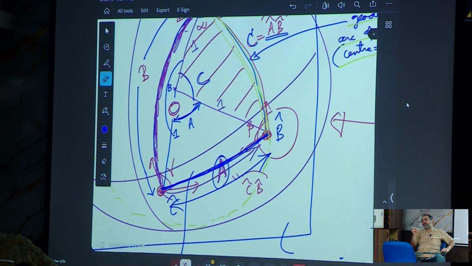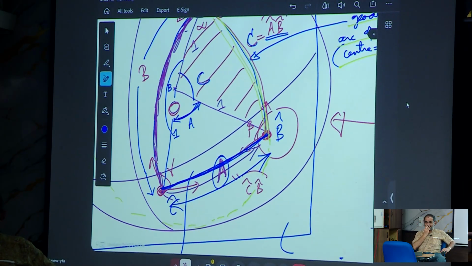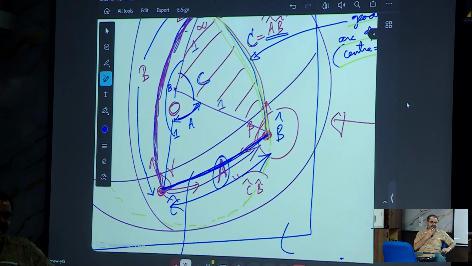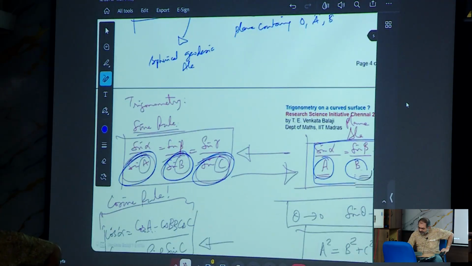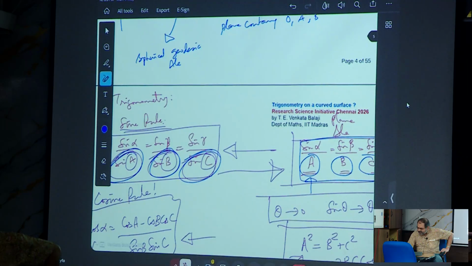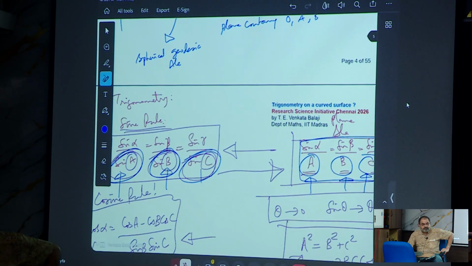See, the reason for taking a sphere of radius 1 is that all arc lengths become angles. They can be interpreted as angles. That's the advantage, all right? So it should not be surprising that in the plane case you get a plane triangle with sides A, B, C, and in the spherical triangle you get sine A, sine B, sine C, okay?